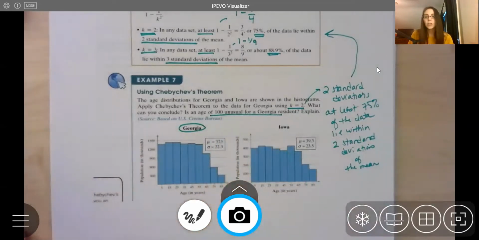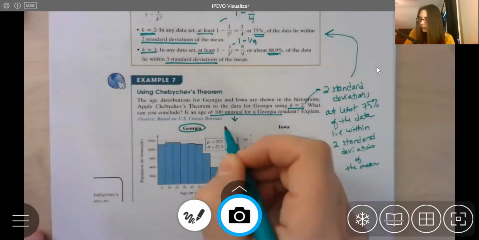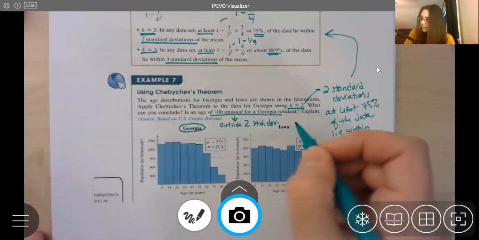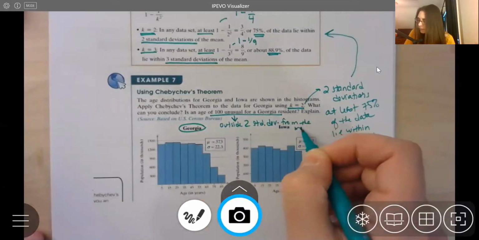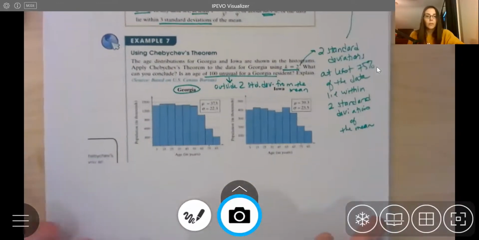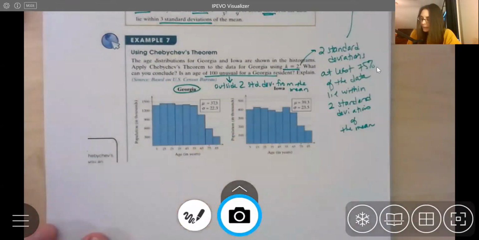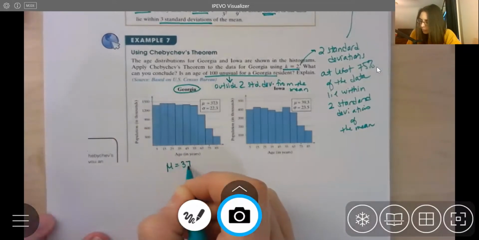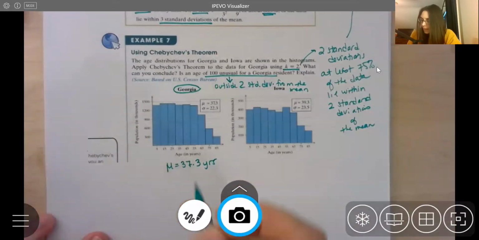And we want to know also, is the age of 100 unusual? So not just guessing, but actually mathematically, are we seeing that this is an unusual data point, meaning that it lies outside those 2 standard deviations? So remember, unusual is typically outside 2 standard deviations from the mean. Okay. So I have my data, I have my mean, and I have my sigma, which is my standard deviation for the population. And the first thing I'm going to do is figure out what these cutoff values are. So we know our mean is 37.3 years, and my standard deviation is 22.3 years.